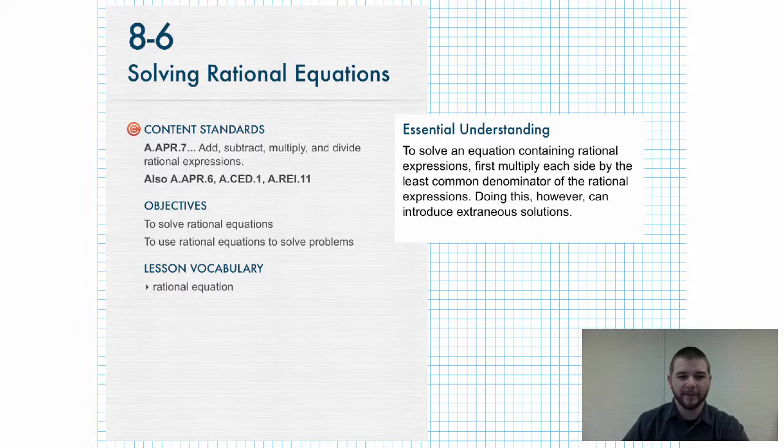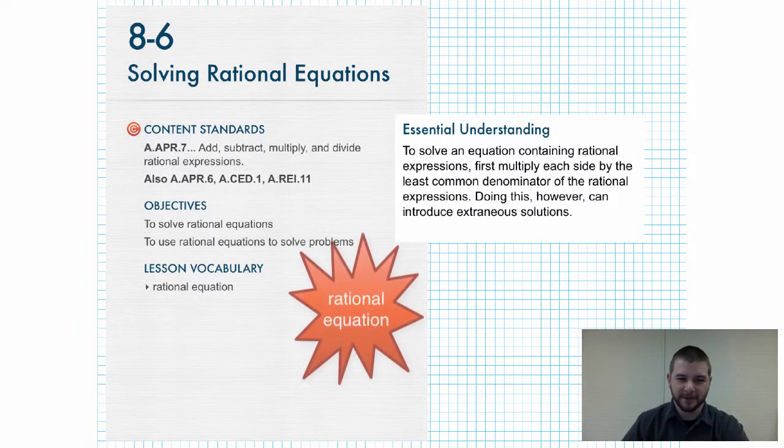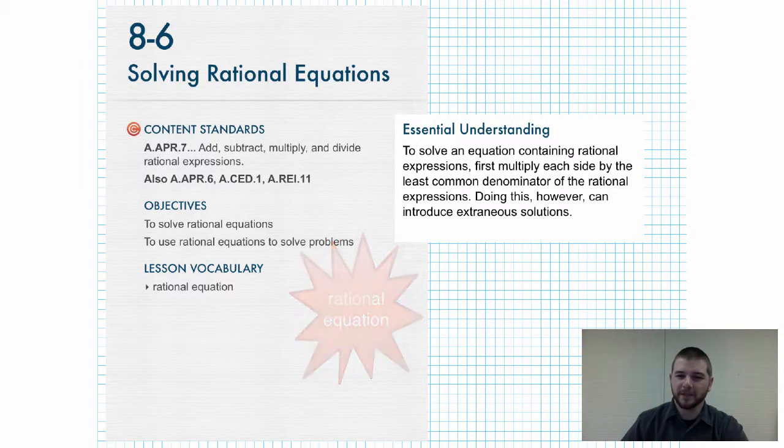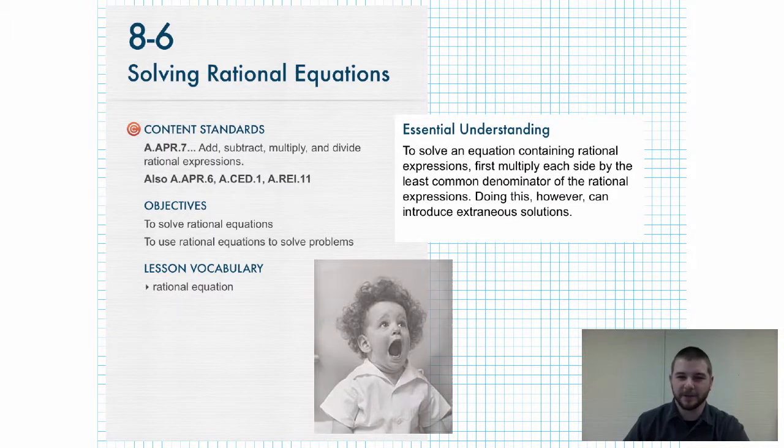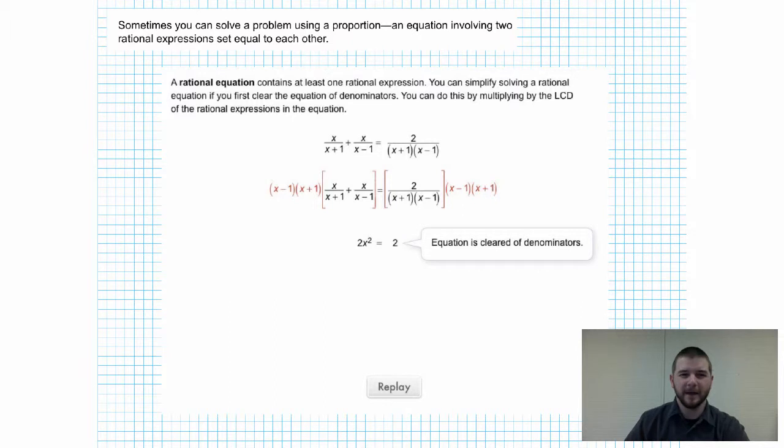Lesson vocabulary: rational equation. And an essential understanding of this section: to solve an equation containing rational expressions, first multiply each side by the least common denominator of the rational expression. Doing this, however, can introduce extraneous solutions. Sometimes you can solve a problem using a proportion.